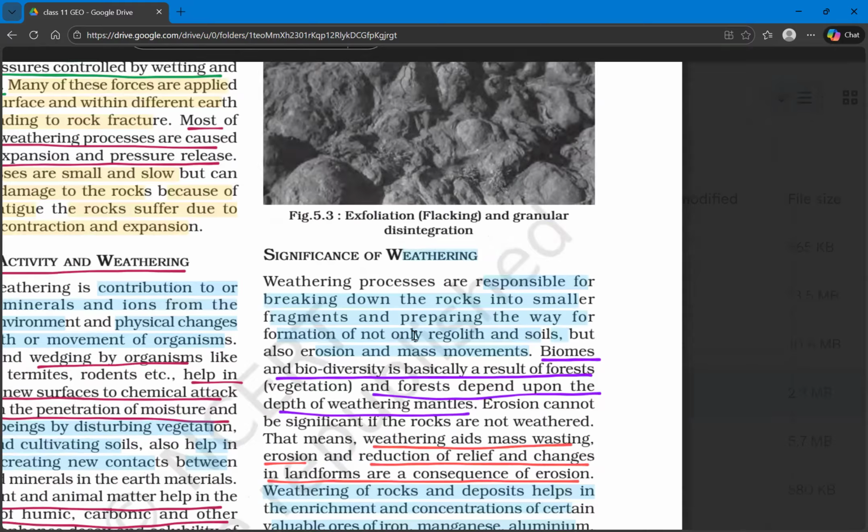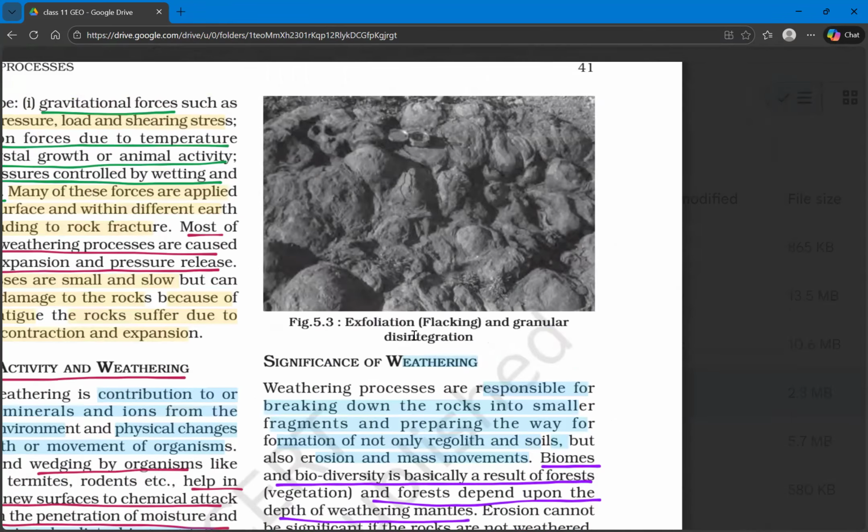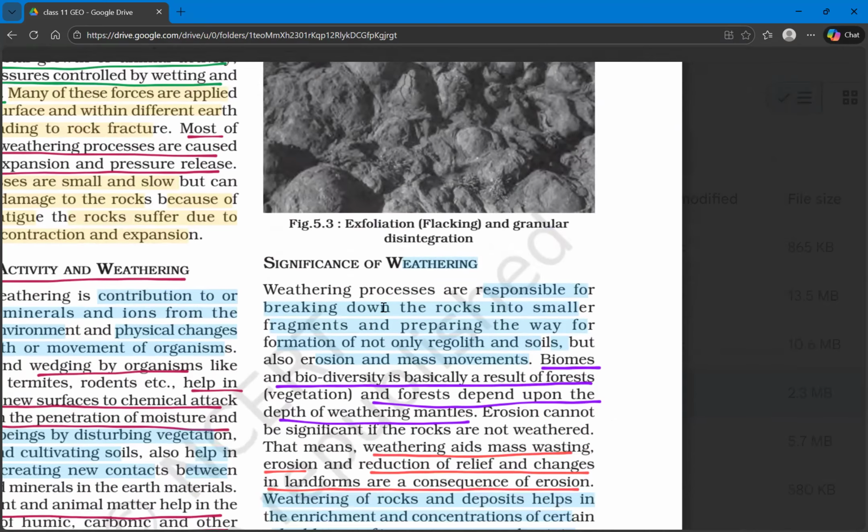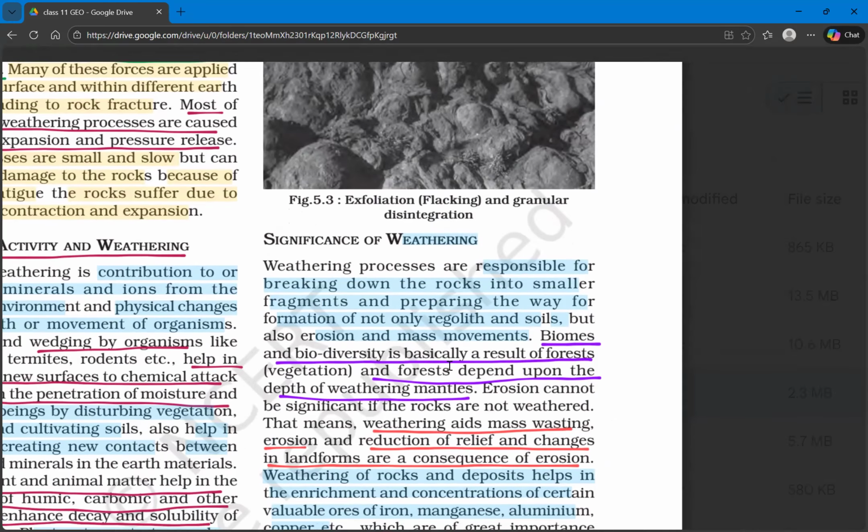Now, what is the significance of weathering? Weathering processes are responsible for breaking down the rocks into smaller fragments and preparing the way for formation of not only regolith and soils, but also erosion and mass movement. So what happens when weathering takes place? There will be a possibility for not only formation of regolith and soils, but also for erosion and mass movements.